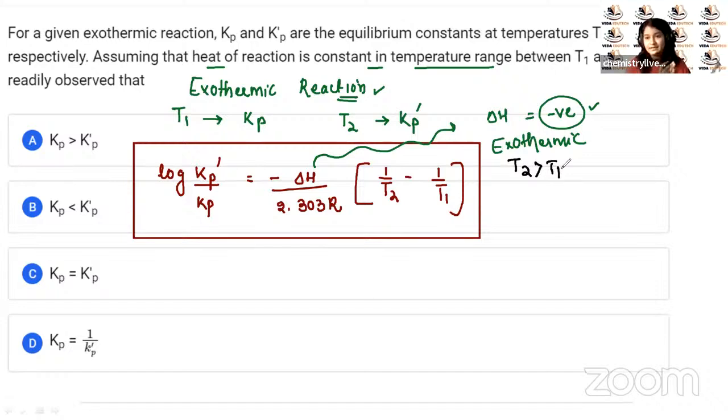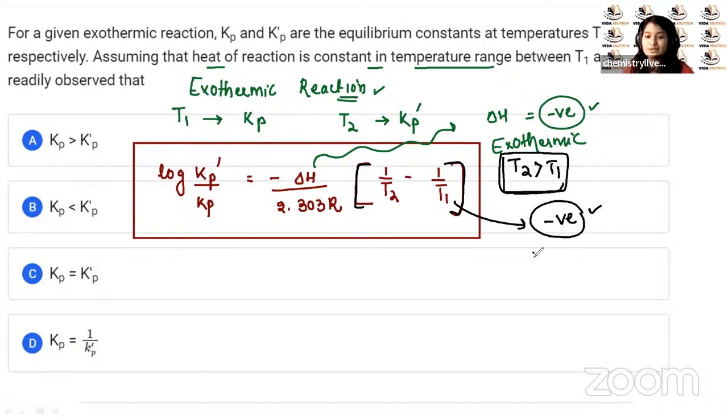Like you had some heat, now it is exothermic, so more heat is liberated. So when you are getting more heat, what happens? T2 is greater than T1, right? Yes or no, children? So when T2 is greater than T1, can I say that this part is going to be negative?